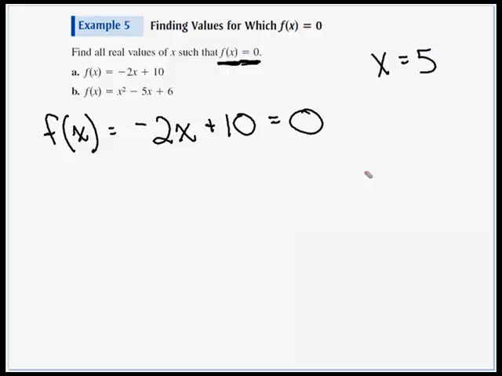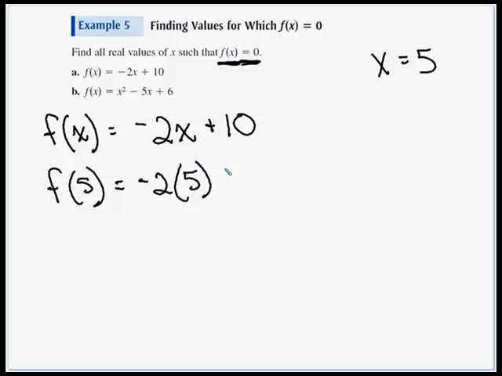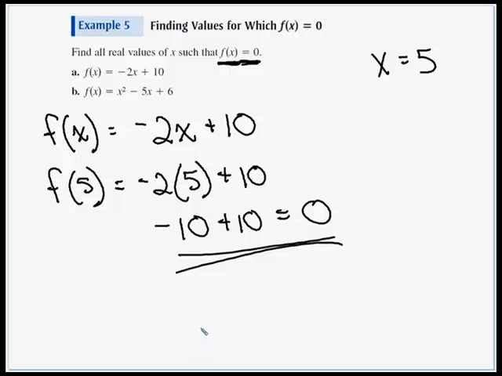And if we think about it, this is the x value that should give us an overall function value of 0. So if f of x is this function, let's find f of 5. So we're going to have our negative 2, replace our x with the 5, and add 10. Negative 2 times 5 is negative 10, and plus 10, that does in fact give us an output value of 0.